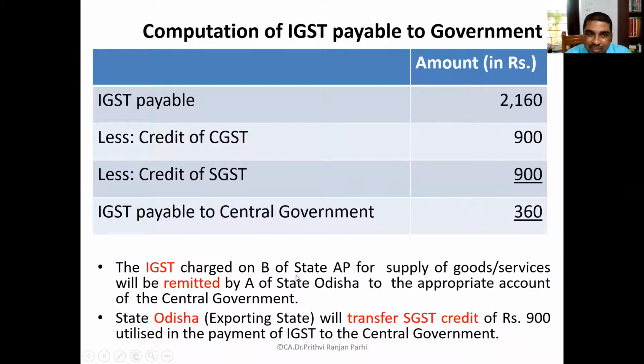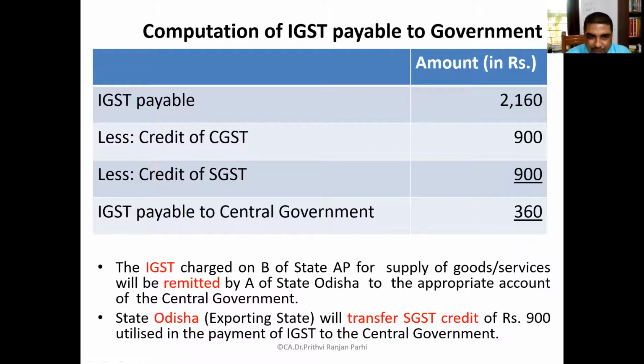Now what will happen? CGST is anyway going to the central government. Now state of Odisha will transfer the SGST credit, this much of SGST credit, which is utilized for discharging IGST liability. That has to be transferred to the center. The state of Odisha, the exporting state, will now transfer the SGST credit of 900 rupees utilized for the payment of IGST to the central government. So the central government, what will get? Central government is getting directly 360 rupees from IGST. CGST is getting 900 rupees. And the SGST, Odisha state has to transfer to the center 900 rupees.